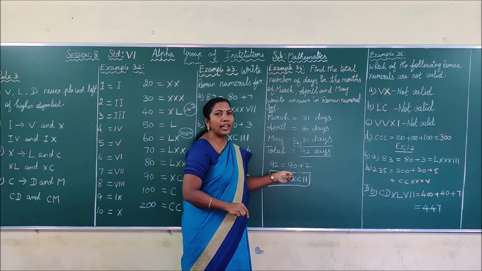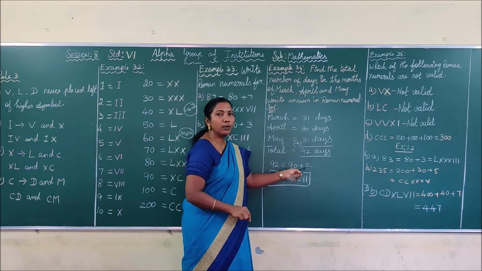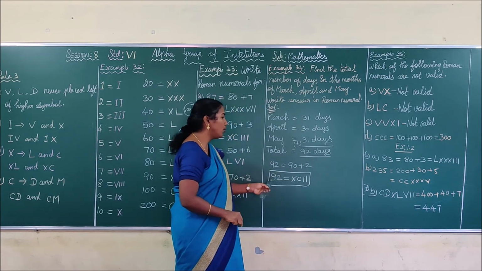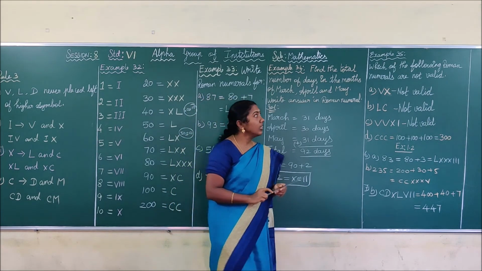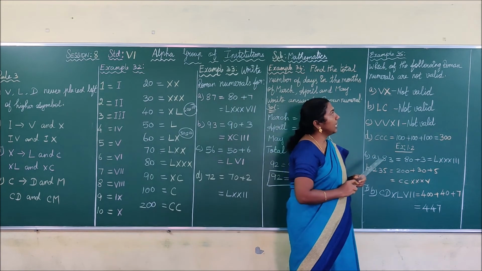What is the symbol for 90? XC. What is the symbol for 2? II. Thus the Roman numeral for 92 is XCII. Straight, children. See the last example, 35.